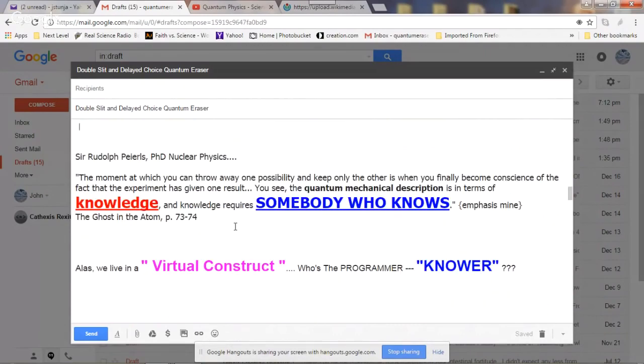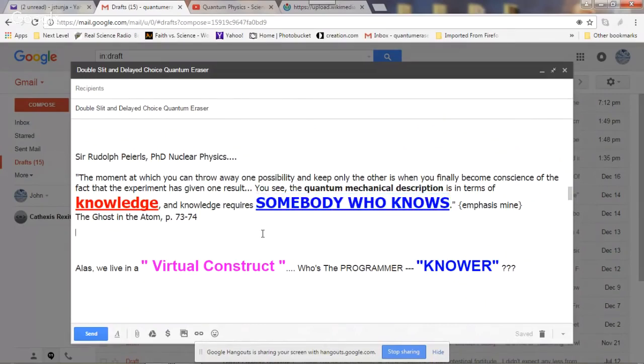So Roberto Piros, the moment at which we can throw away one possibility and keep only the other is when you finally become conscious of the fact that the experiment has given one result. You see, the quantum mechanical description is in terms of knowledge, and knowledge requires somebody who knows.